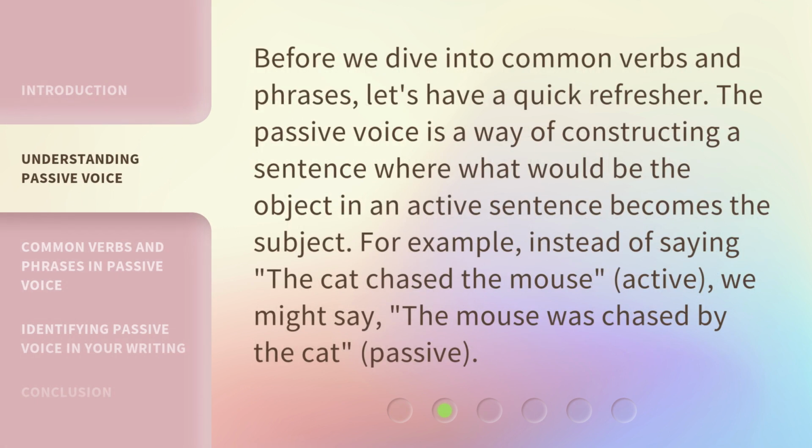Before we dive into common verbs and phrases, let's have a quick refresher. The passive voice is a way of constructing a sentence where what would be the object in an active sentence becomes the subject. For example, instead of saying, "The cat chased the mouse," active, we might say, "The mouse was chased by the cat," passive.